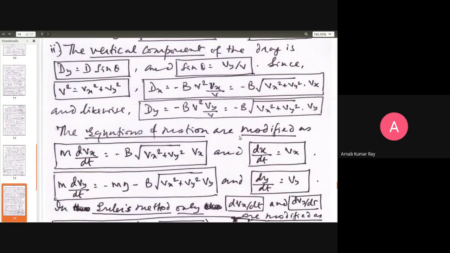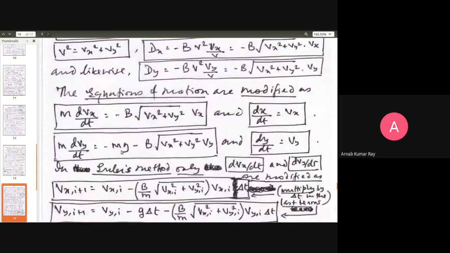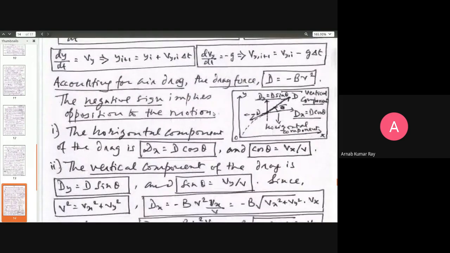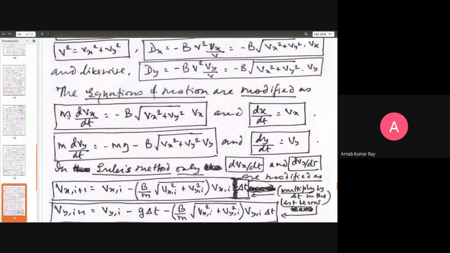Now your equations of motion will be modified. Earlier, m dVx/dt was equal to 0, and m dVy/dt was only equal to minus mg, right? But now we are talking about a force, so the drag force, not drag acceleration. So that's why for the force equation, we have put m.